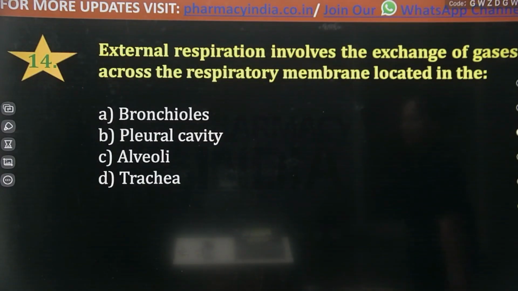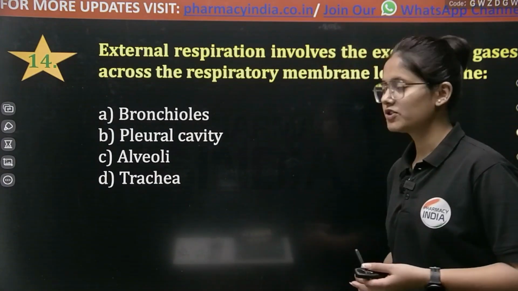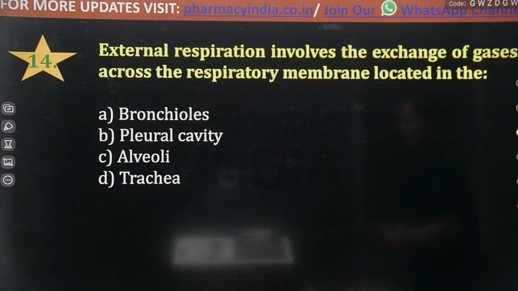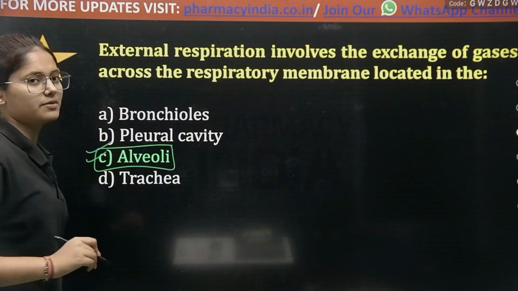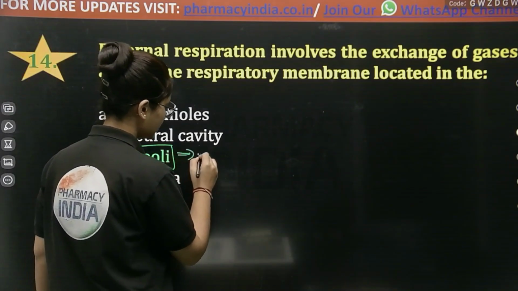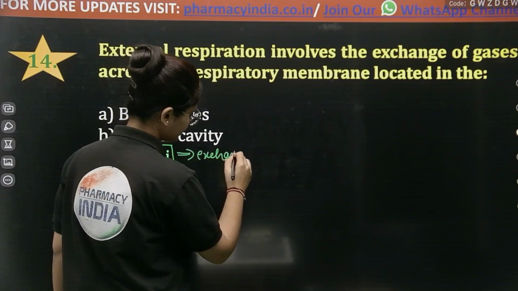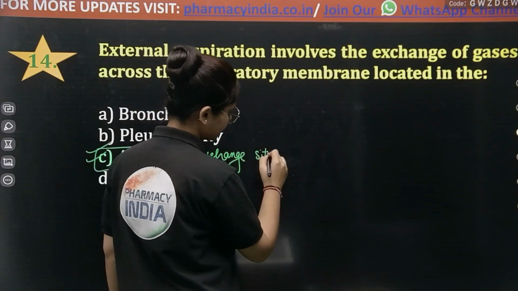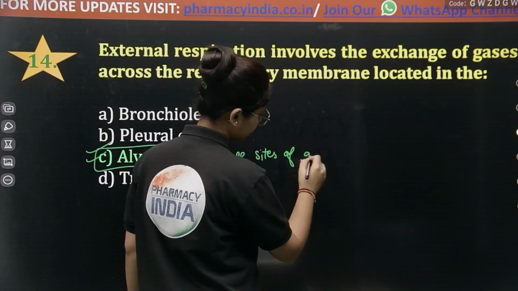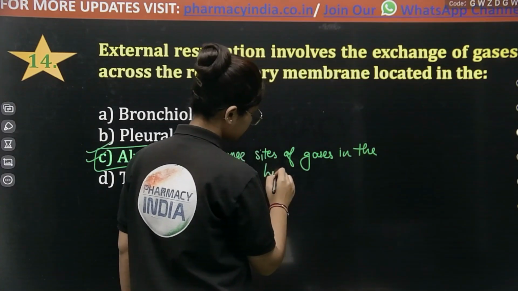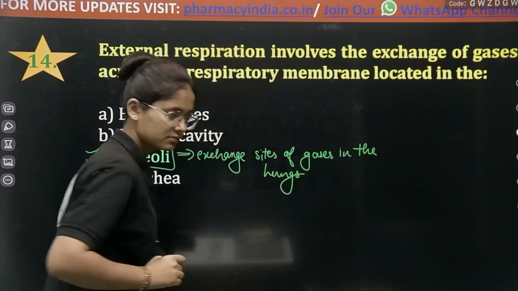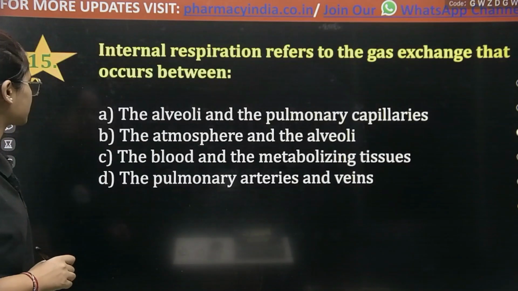External respiration involves the exchange of gases across the respiratory membrane, which is located in the bronchioles, pleural cavity, alveoli or trachea. The correct option is C, alveoli, which are the exchange sites of gases in the lungs. Option C is correct.